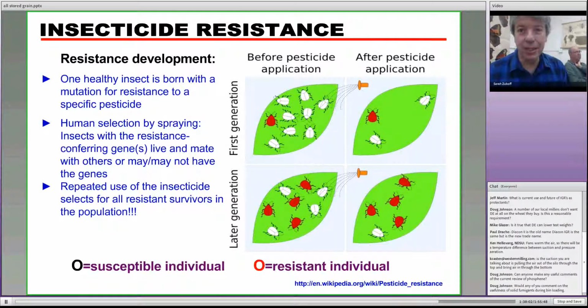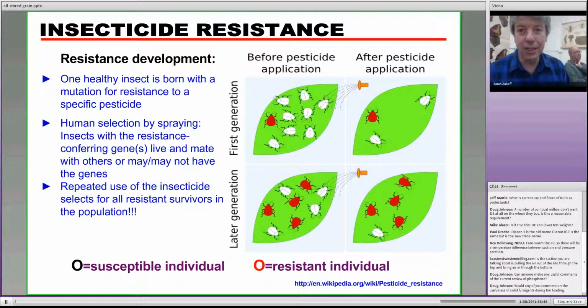You can have a bunch of healthy insects on the leaf. These are probably aphids or something. And that one insect pictured in red happens to have a mutation that it got by chance, and mutations are happening all the time. But this one is for the gene for phosphine resistance or insecticide resistance. On the right, we show where most of the insects were killed from the spray, but that one red guy is still surviving, with a few of his brothers and sisters without the gene.